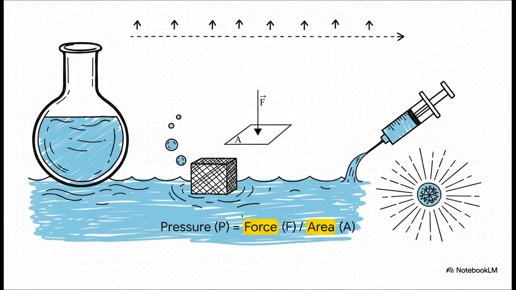And this all boils down to one simple, powerful formula. Pressure, or P, is just force, F, divided by area, A. P equals F over A. Seriously, this little equation, it's the bedrock for everything else we're going to cover. So get comfortable with it.